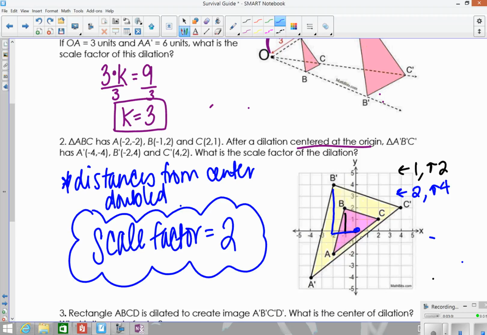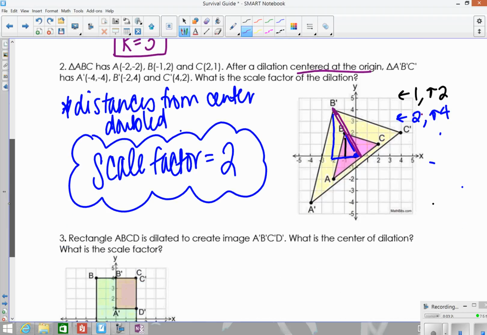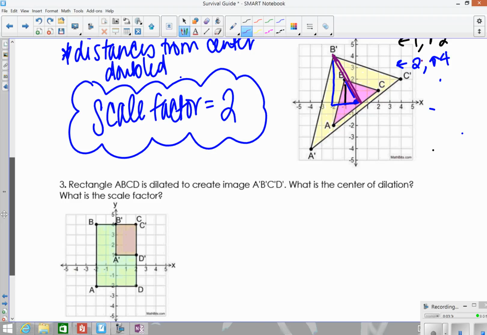Now, keep in mind on this one, it's really the distances that doubled. It's really this distance here that doubled with this distance. But when I go to count, I don't want to count diagonally. I want to count horizontally and vertically. So that's why I did this method for this type of problem. If you look at example 3, when I look at the distances, it's a little bit easier because now I have horizontal and vertical lines that I can just count along.